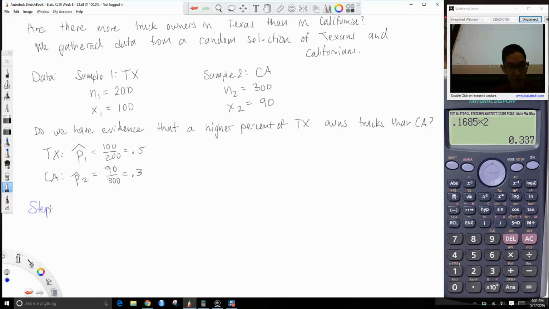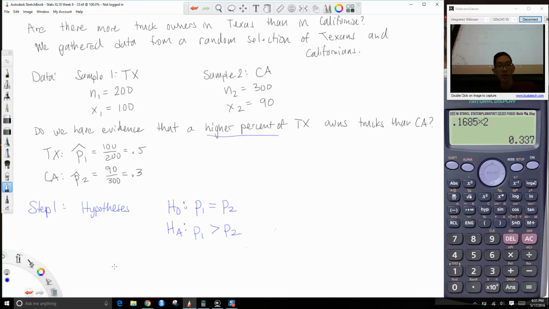Okay, step 1. What are our hypotheses? So the null hypothesis is always going to be P1 is equal to P2. That's always, we don't even have to do any thinking. We can just say that's going to be our null hypothesis. And then the alternative is we're expecting what? Higher percent of Texas than California. So we're expecting P1, which is Texas, to be greater than P2. Why do you expect that? Because the question says, do we have evidence that a higher percentage of Texas owns trucks than California?